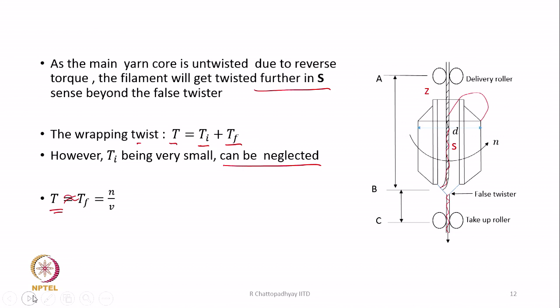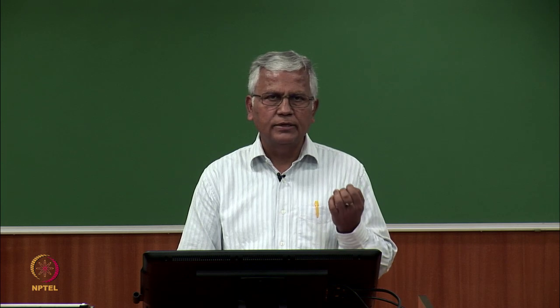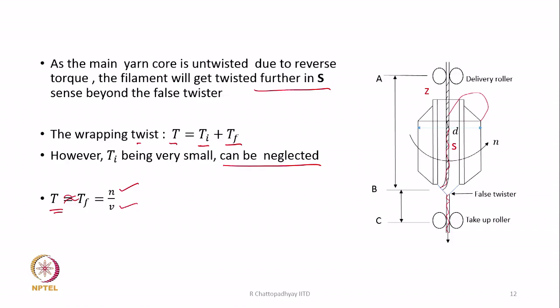Therefore, for all practical purposes, we say the wrapping twist is spindle speed divided by delivery rate. Though actually, to be very accurate, we have to add that T_I value, but for all practical purposes we can neglect it, because this value is very negligible in comparison to the value which is n by v. There is a lot of analogy with ring spinning also.